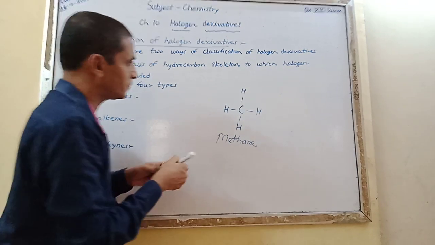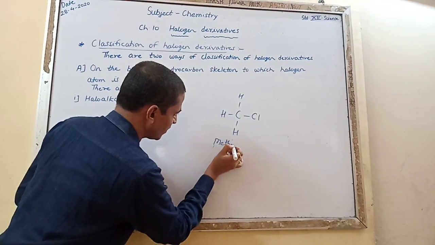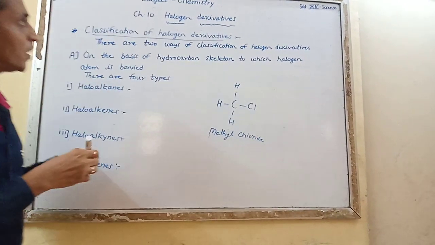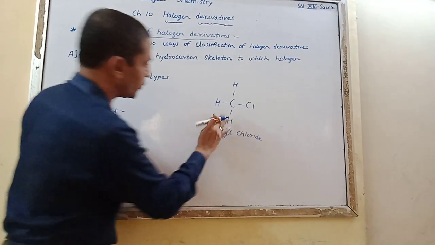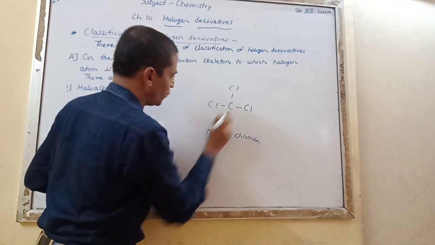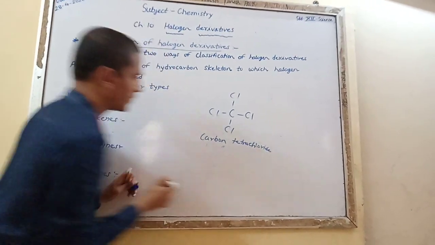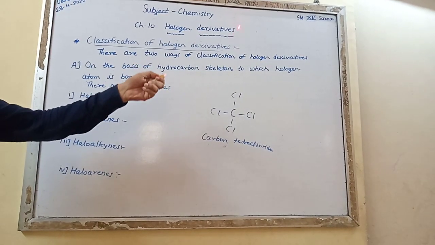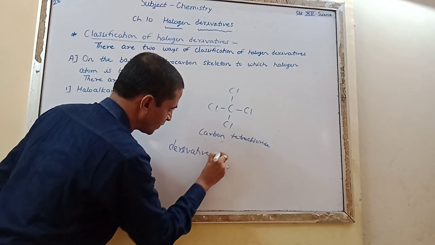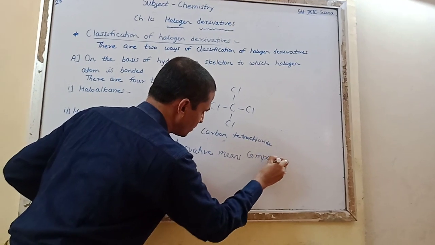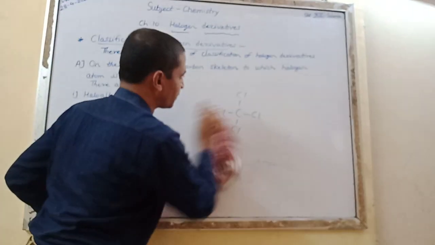Now see the structure of methane. If one hydrogen atom is replaced by Cl, you get what? Methyl chloride. Now methyl chloride is what? Halogen derivative of methane. If all the hydrogen atoms are replaced, then you get what? You get carbon tetrachloride. This is also what? Halogen derivative. The meaning of the word derivative means what? Derivative means compound. I hope you understand the meaning of the word derivative, that is what? Compound.